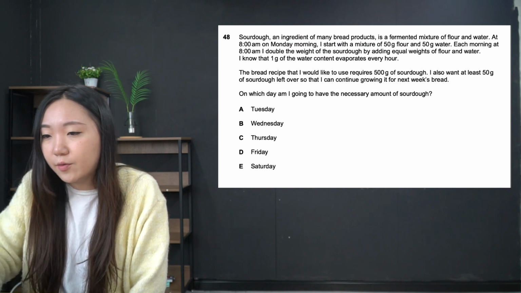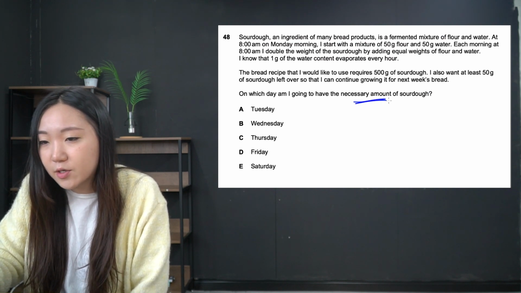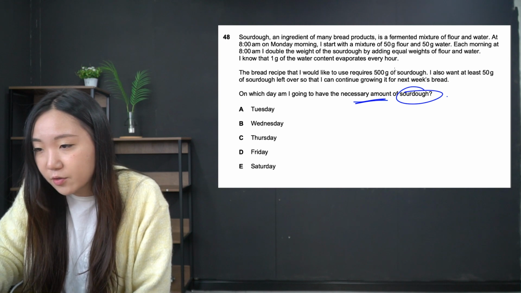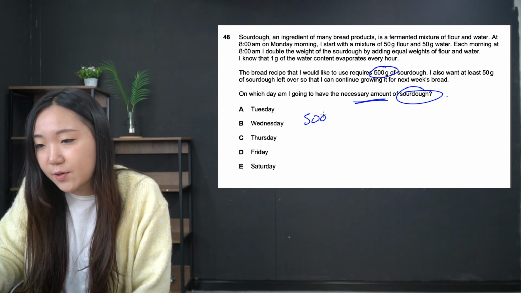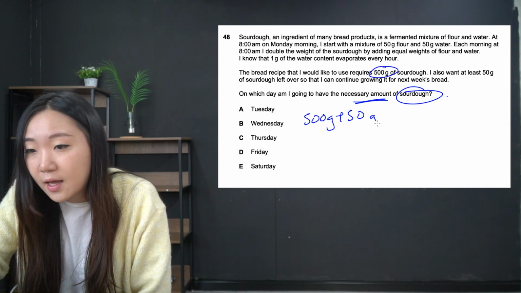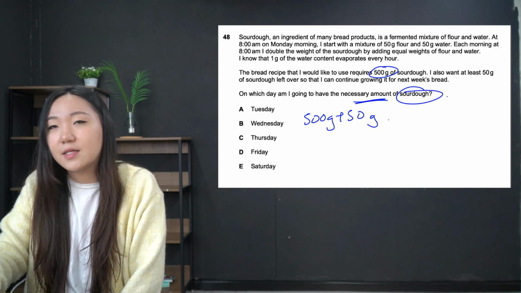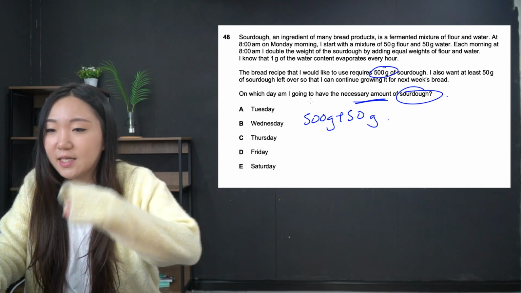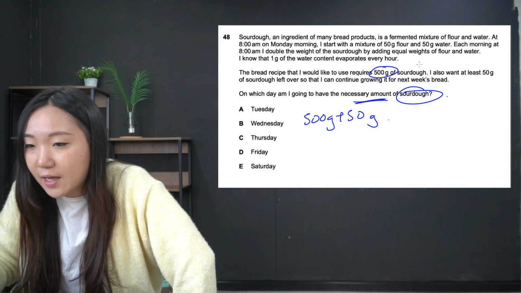Right, okay, so what is the necessary amount of sourdough? How much sourdough do I want? 500 grams and then plus 50. So we basically just want 550. I'm guessing there is going to be something where we need to exceed it or something like that.